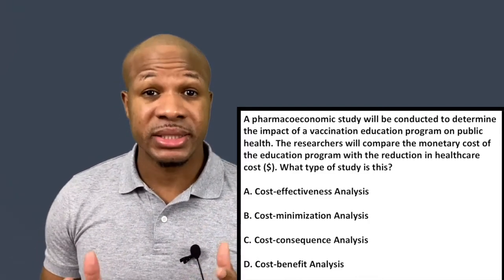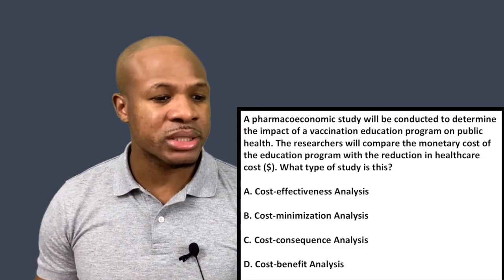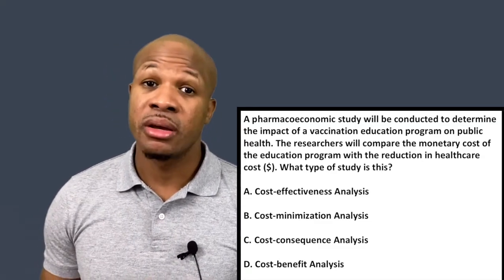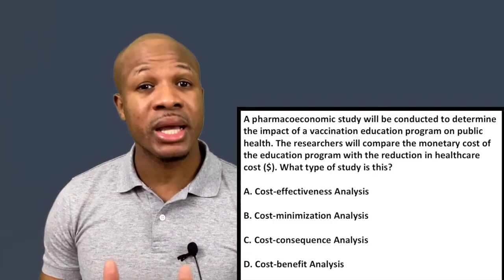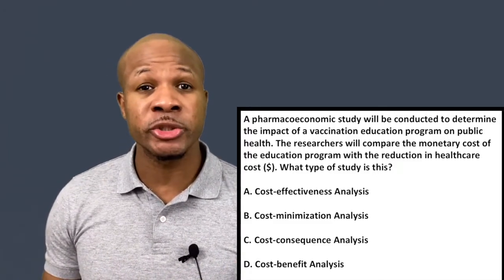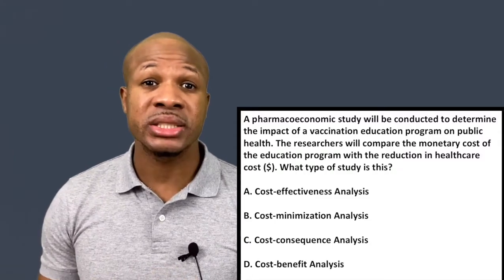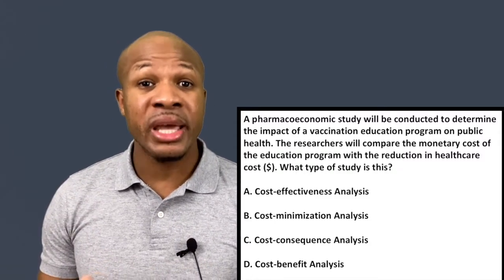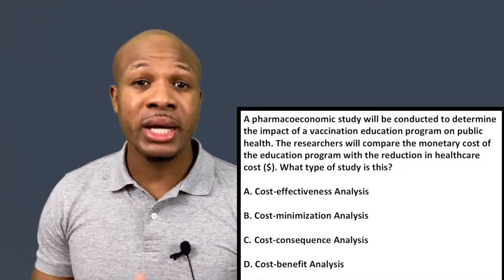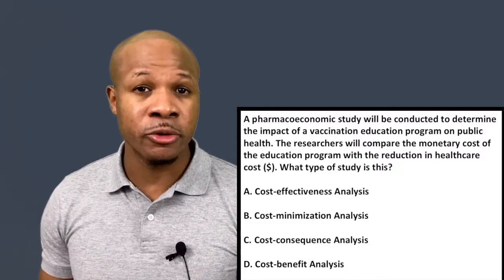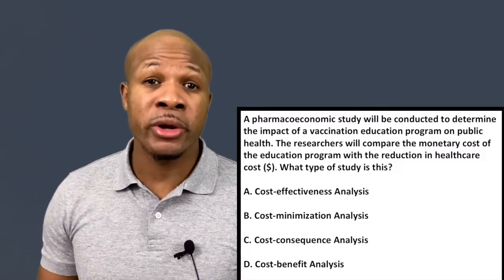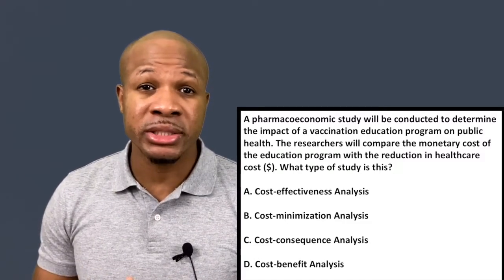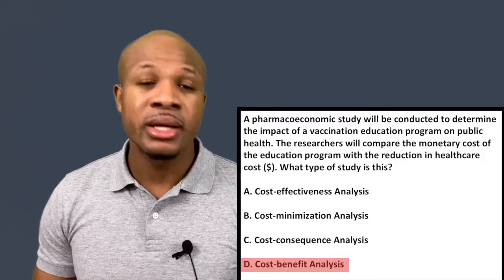For C, C says this is a cost consequence analysis. Once again, that will be incorrect because a cost consequence analysis is similar to a cost effectiveness analysis, except we're looking at the negative impact of the drug. So consequence would also not be given in units of dollars, it would be given in natural units again. So we're left with the only remaining answer, and that would be answer choice D, cost benefit.